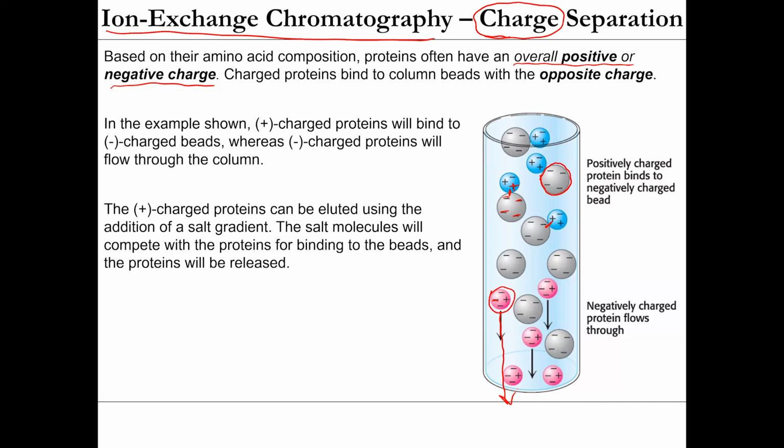And then you can take a salt gradient, so just slowly add more and more salt, and that'll compete with the protein for the binding on those beads. And so eventually that's the way you can actually remove your protein from that column. So ion exchange chromatography, another way to purify proteins, is very commonly used, and it's going to separate proteins based on their overall charge.